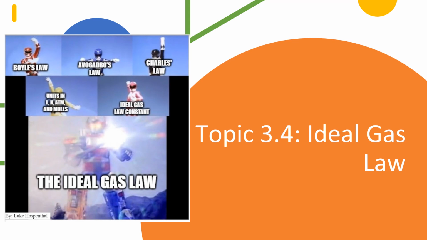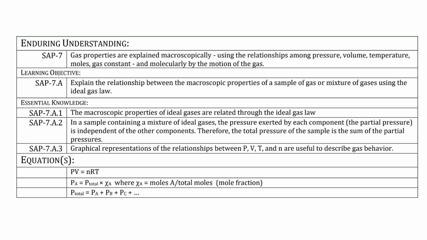This is Ideal Gas Law, topic 3.4 for AP Chemistry. The objective is to be able to explain the relationship between the macroscopic properties of a sample of gas or a mixture of gases using the Ideal Gas Law. PV equals nRT, stuff like that, which you should know already.